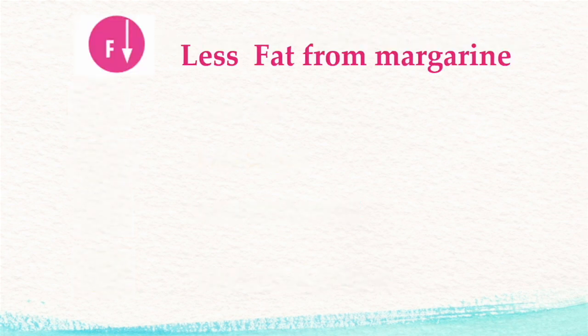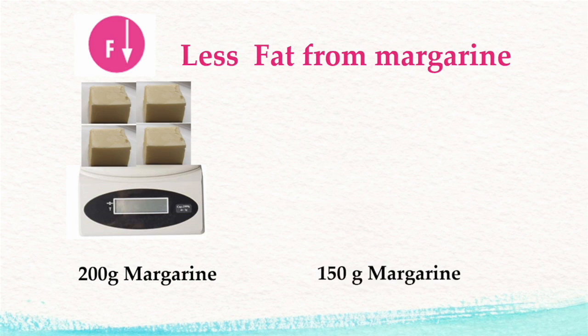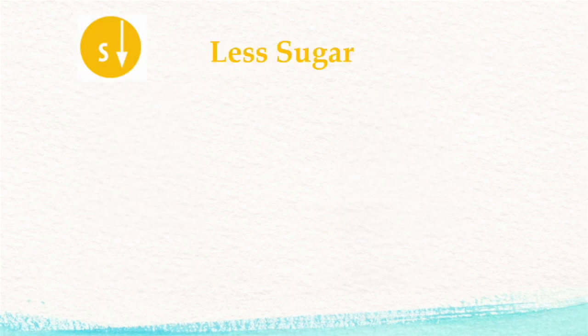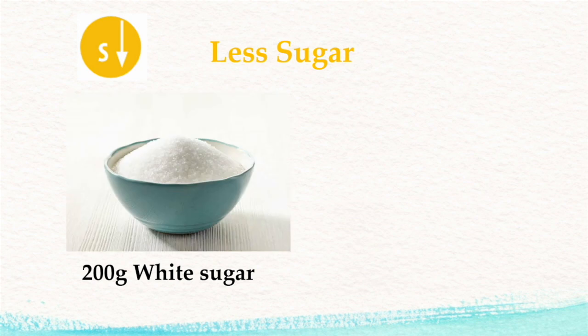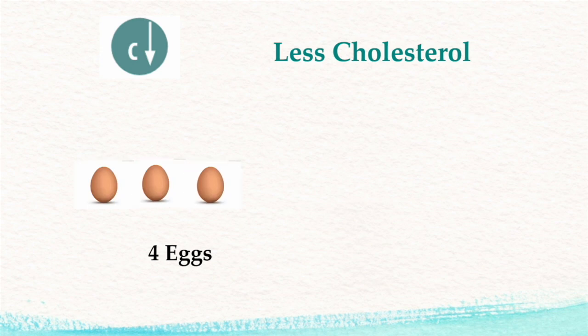For instance, to obtain less fat from margarine, instead of 200 grams of margarine, use 150 grams only. For less sugar, instead of 200 grams of white sugar, use 150 grams of brown sugar. For less cholesterol, instead of 4 eggs, use only 3 eggs.